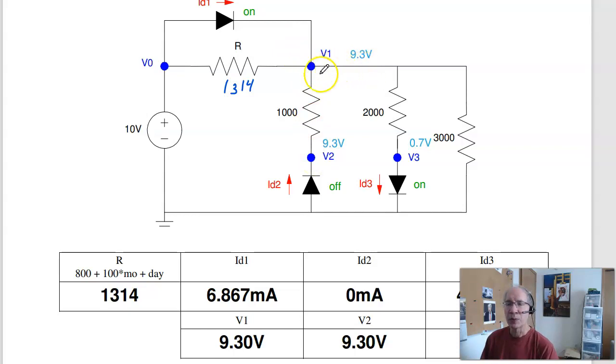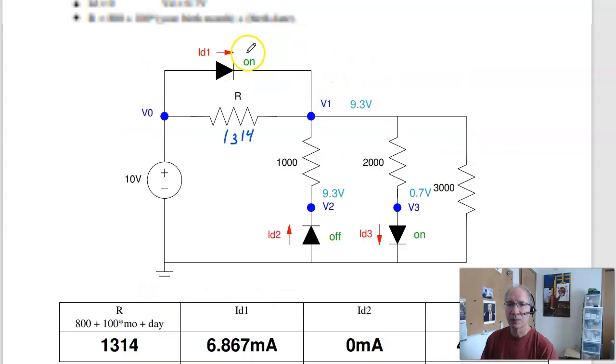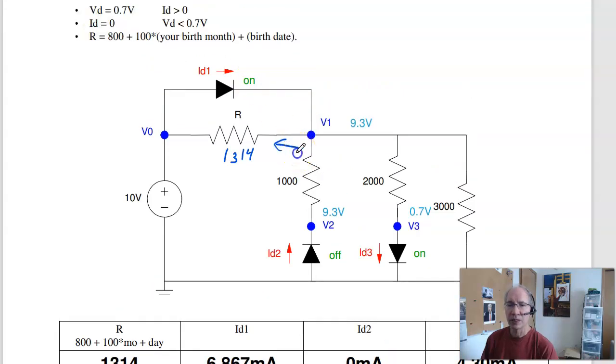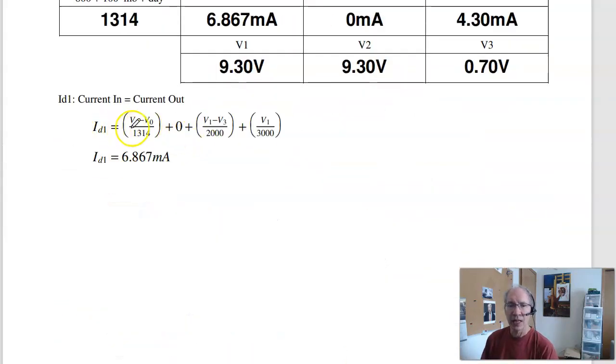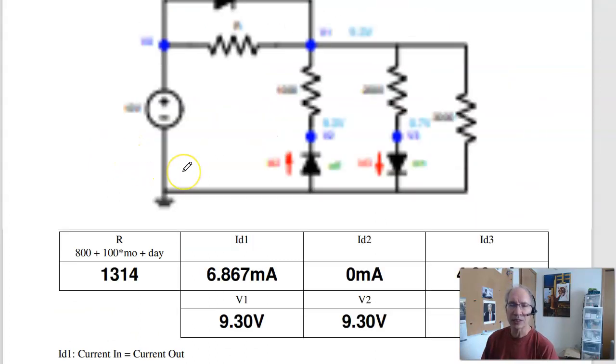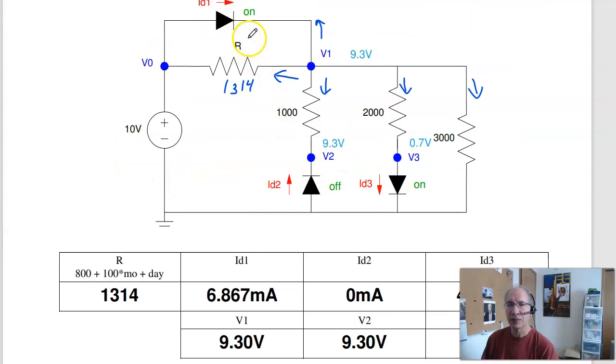At this point, the currents have to balance. So to find ID1, this current plus this current plus this current plus this current plus this current equals 0. I know all these currents since I know the voltages, so I can solve for ID1. And if you do that, ID1 is the sum of these. ID1 is 6.86 milliamps. It's positive, so I was correct.